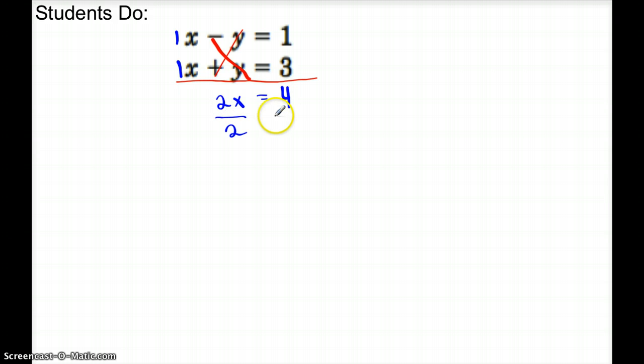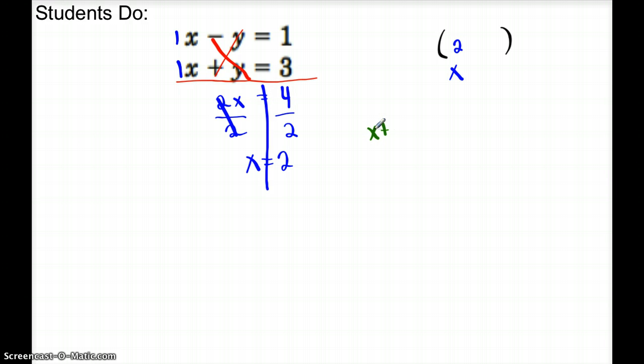Divide by 2. Divide by 2. Get x by itself, because it's my only variable that I've got. 2 and 2 cancel. X equals 2. There it is. Now we pick either one of the equations. Doesn't matter, first, second. I'm going to choose the second one. It's got both positive numbers.